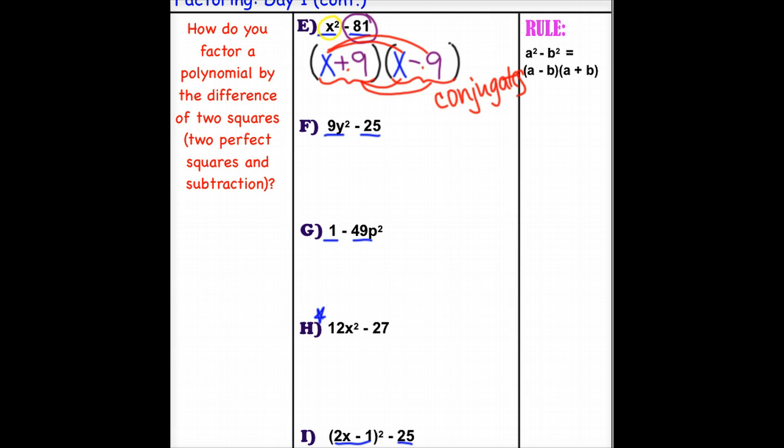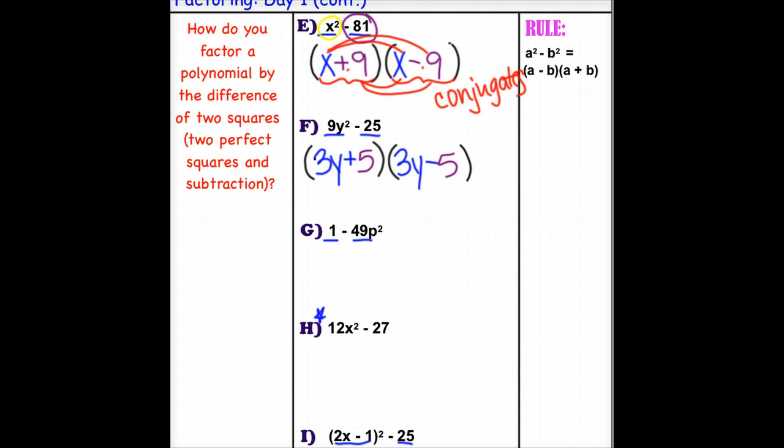Moving on to the next example, I see that I have 9y squared. If I square root 9, I get 3. And square root of y squared is y. So I have 3y and 3y. I have plus and I have minus. And then square root of 25 is 5 times 5. So 3y plus 5, 3y minus 5. If we check it, 3y times 3y is 9y squared. 3y times negative 5 is negative 15y. 5 times 3y is 15y, so those will cancel. And 5 times negative 5 is negative 25.